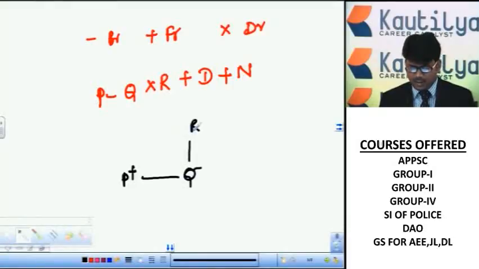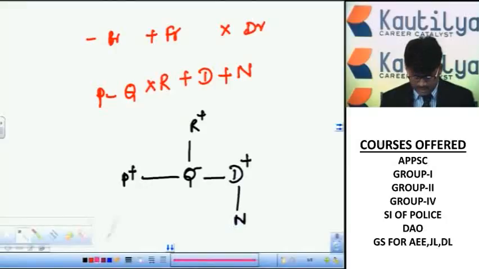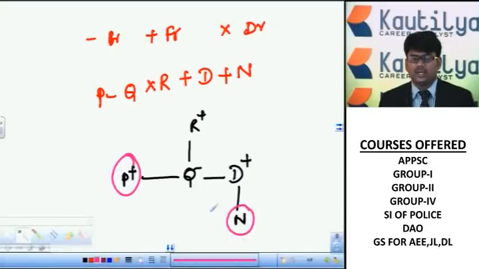Next, R is the father of D. R is a plus symbol of D. Next, D is the father of N. D is a plus symbol of N. Then the question is, how is P related to N?